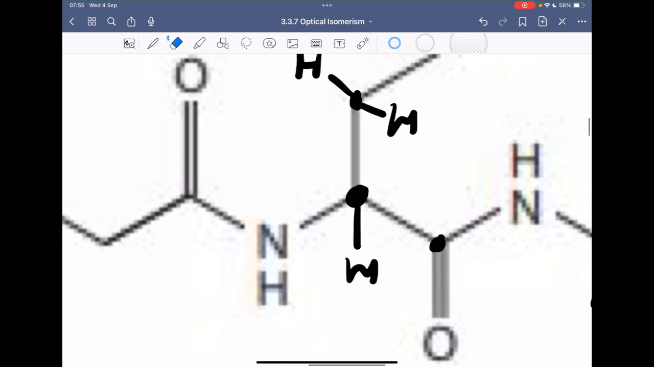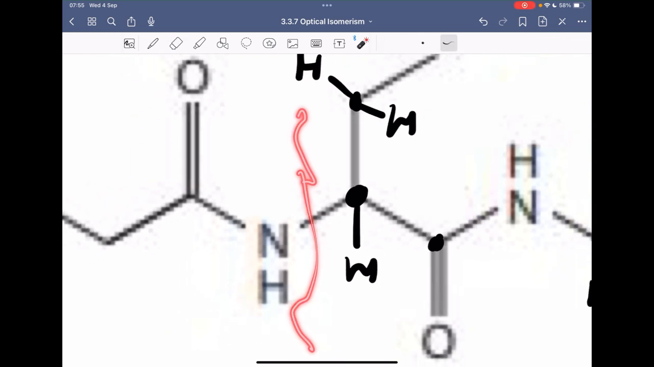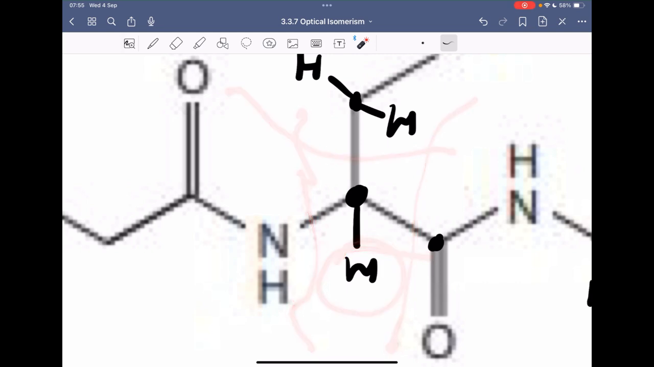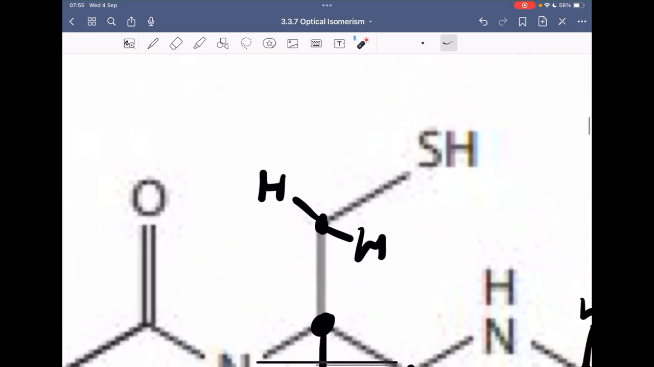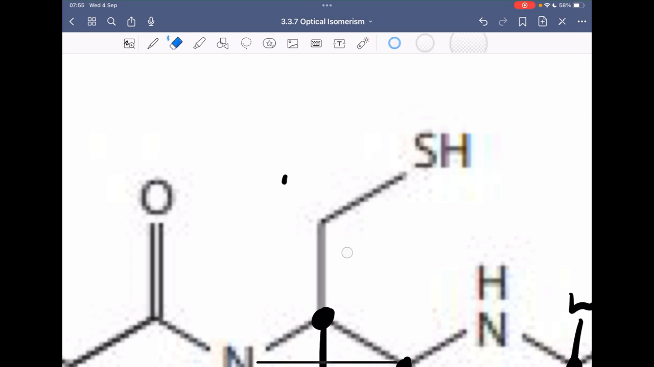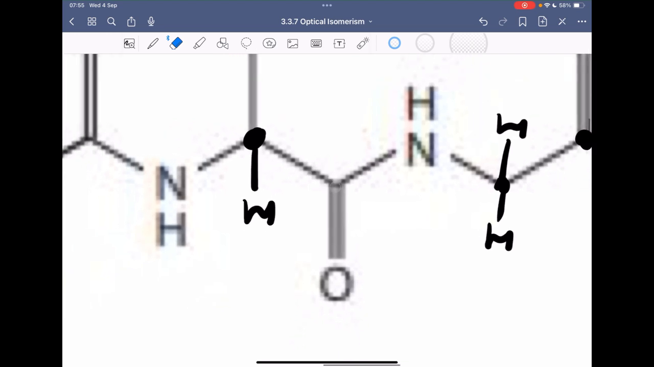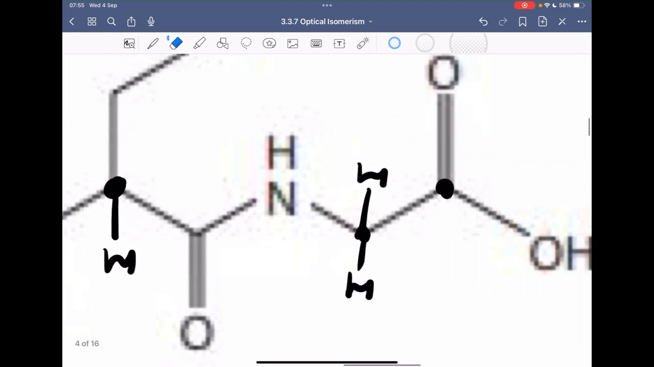This one has one here, a second one, a third one, and a fourth one, okay? So this one does count as a chiral carbon. This one has two hydrogens, so it doesn't count. This one only has three groups, so it doesn't count. This one has two hydrogens, so it doesn't count. This one has three groups only, so it doesn't count.